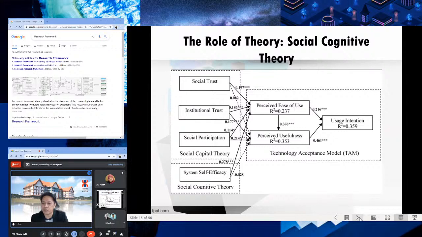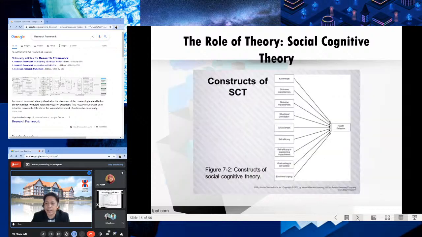This is an example of how we adopt the technology acceptance model, and how we conceptualize the process for our framework. Okay, this is also an example.